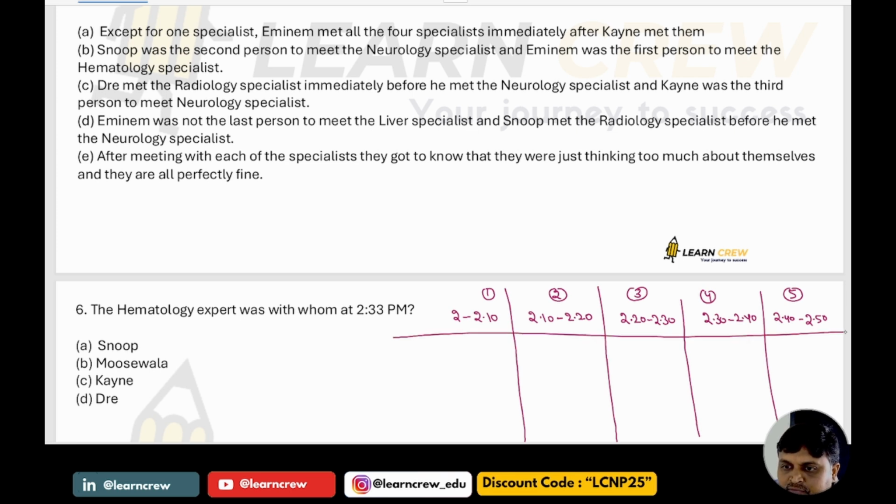Now you also have different specialists. What are the specialists you have? One is heart, the other is liver, the third one is neurology, then radiology, then hematology. Right.